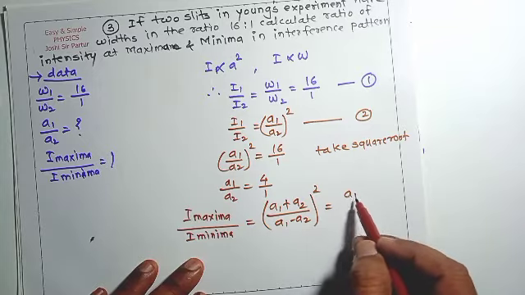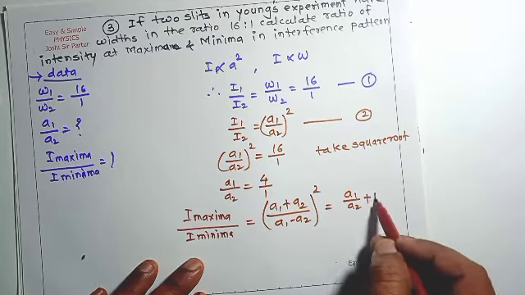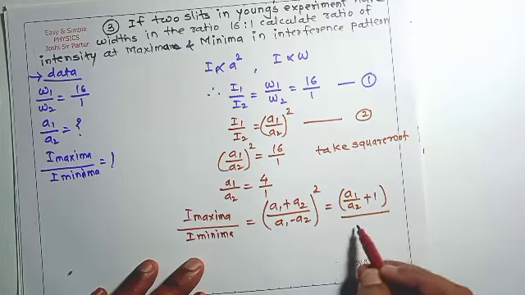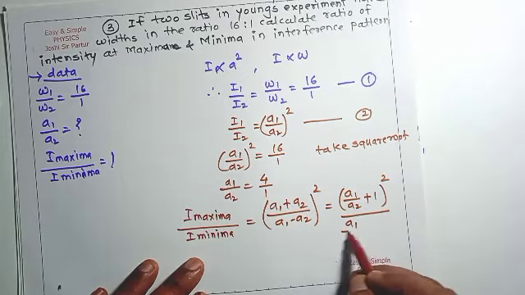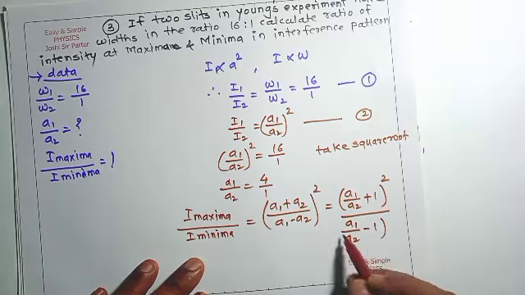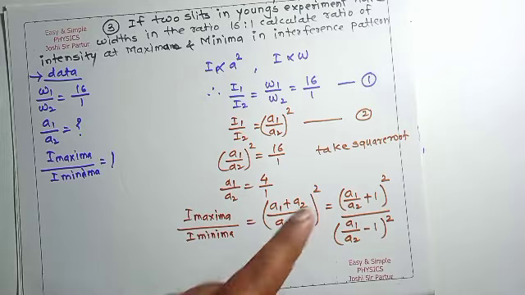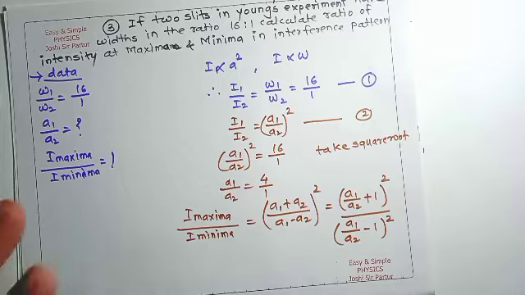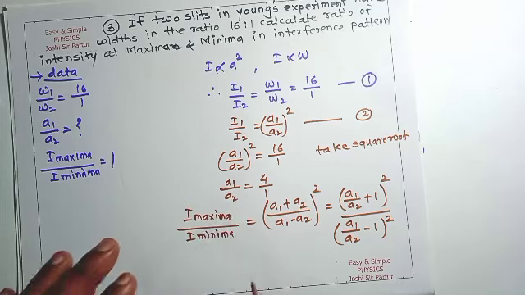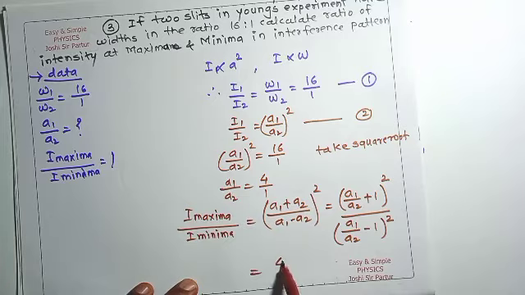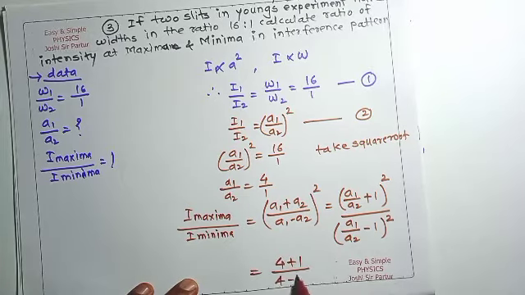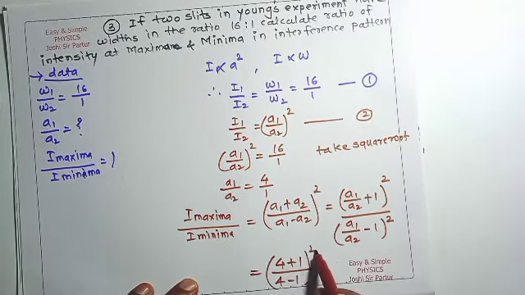It is also written as (A1 upon A2 plus 1) divided by (A1 upon A2 minus 1) bracket square. Because A2 is divided on both sides, A2 will cancel, it will be 1 plus 1 minus 1. If we substitute the ratio of A1 to A2, it will be 4. So we can write as (4 plus 1) divided by (4 minus 1) bracket square.